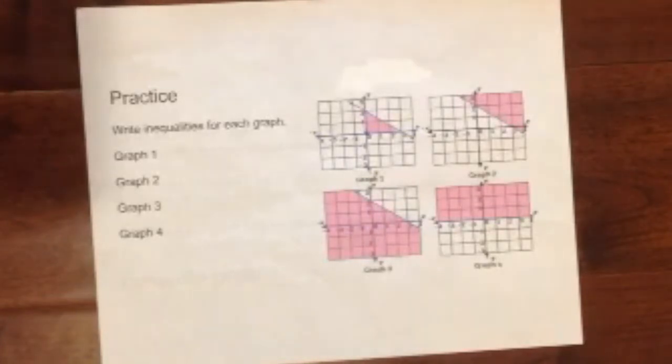For graph 4, the equation of the line is y equals 0. Since the shading is above the boundary line, the inequality is y is greater than or equal to 0.